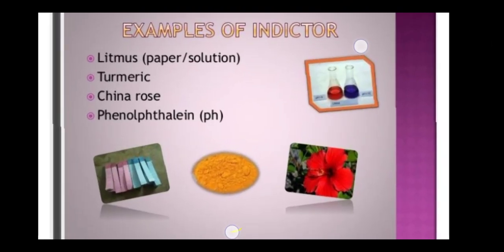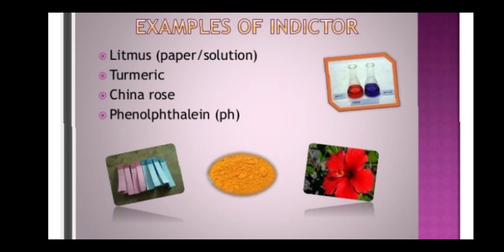Now, these are the examples of natural indicators. First, we already discussed the litmus paper, then turmeric, that is your haldi, the flower in red that is known as China rose, and last is the pH.